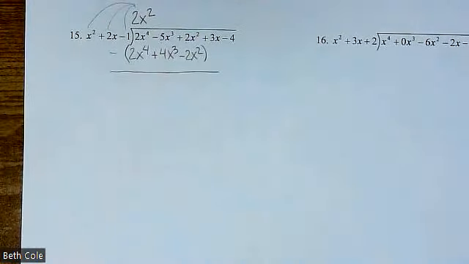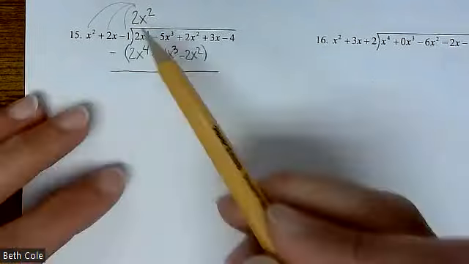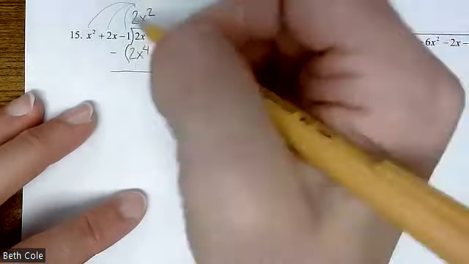Now think back to the one with just plain numbers that I did. Once we got there, we subtracted. So you have to put parentheses around the whole thing, and we're going to subtract. This is the step that gets people because negatives are hard. Okay, so we're going to subtract. 2x to the 4th minus 2x to the 4th cancels.